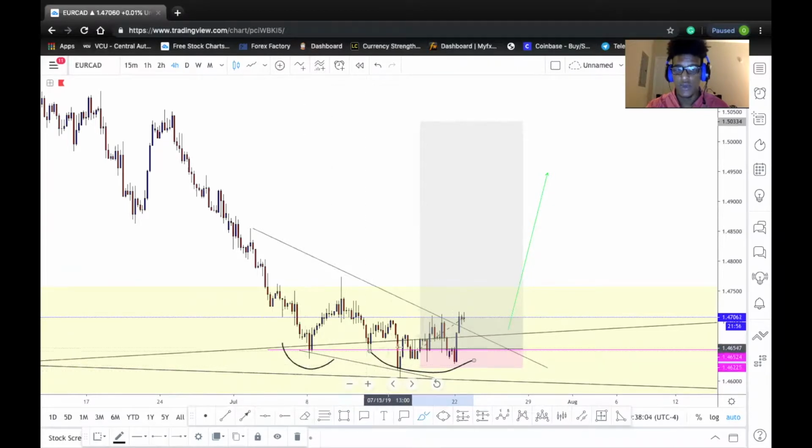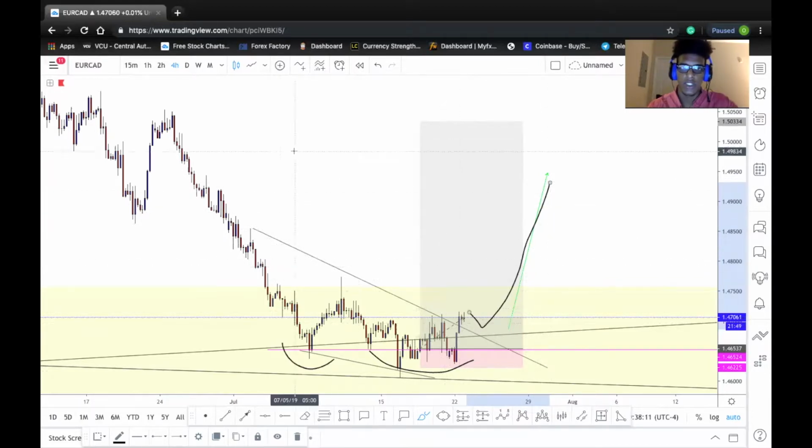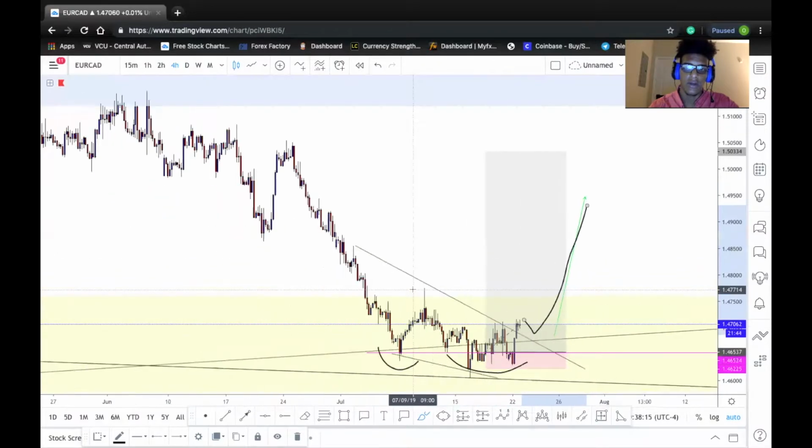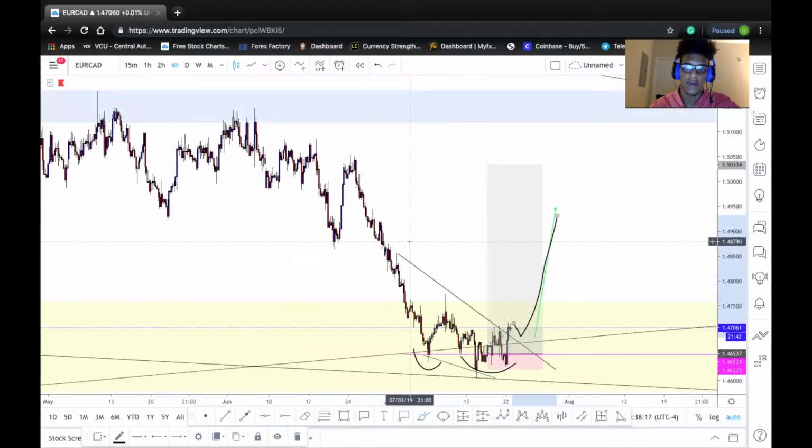We got the left shoulder, the head, and we did call this setup just off the 4-hour and daily close, but it would be nice to definitely get in on a better entry as well, if that does happen.